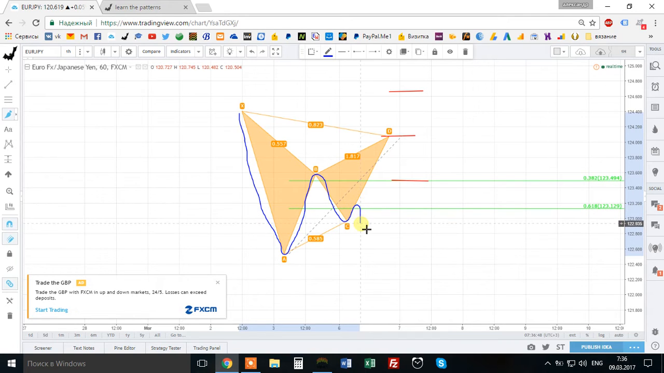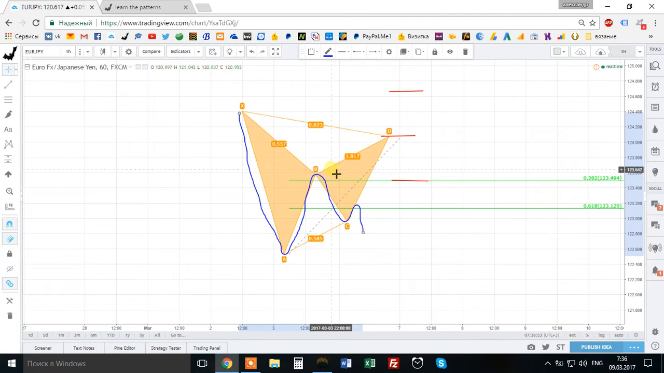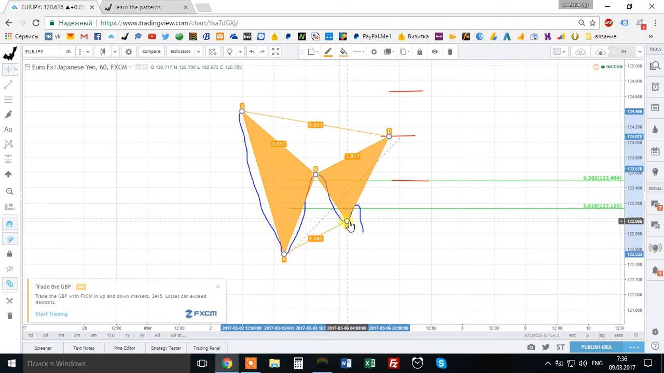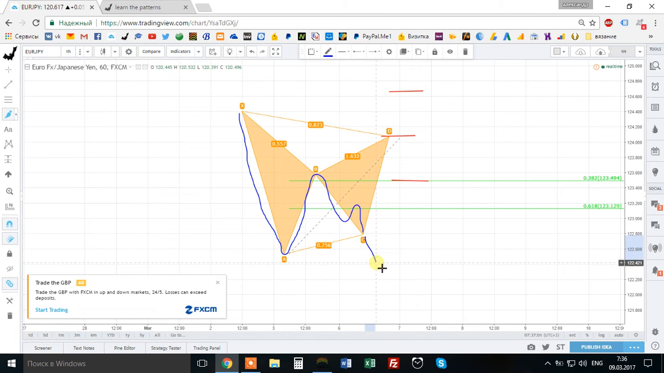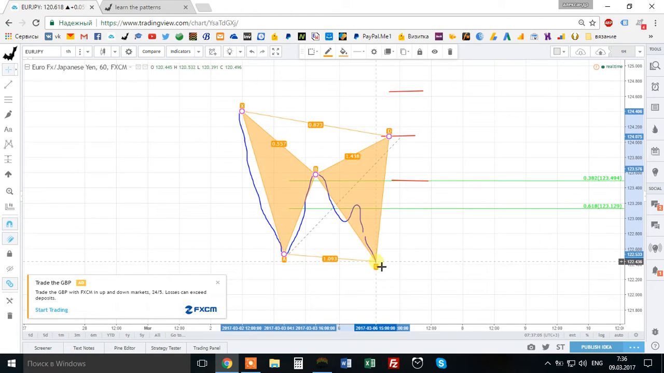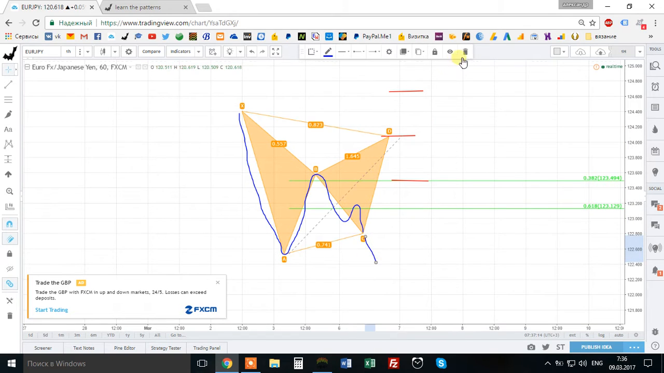If price goes below C, will this invalidate the pattern? No, this won't invalidate the pattern. You can stretch it this way. If price goes below A, will this invalidate the pattern? Yes, this will invalidate the pattern. So you are to delete it, because the C point cannot be lower than the A point. Okay, hope you understood this.